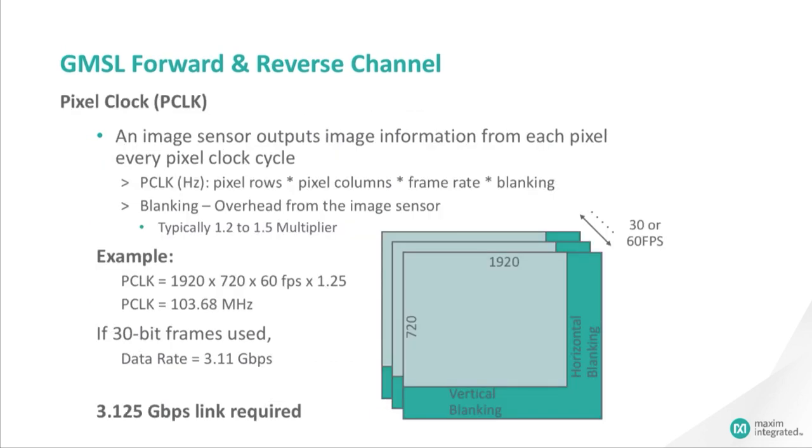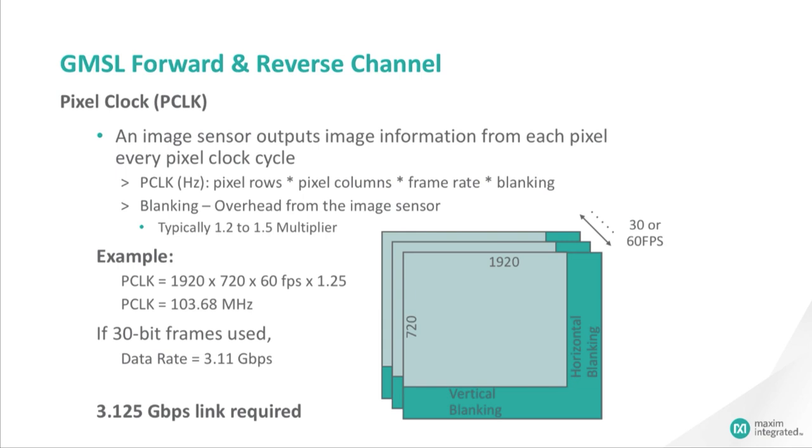When discussing camera and display SerDes applications, an important parameter to consider is the pixel clock. The pixel clock is the rate at which an image sensor outputs information from each pixel. The required pixel clock rate is used to determine if a SerDes part has enough bandwidth for a given application.